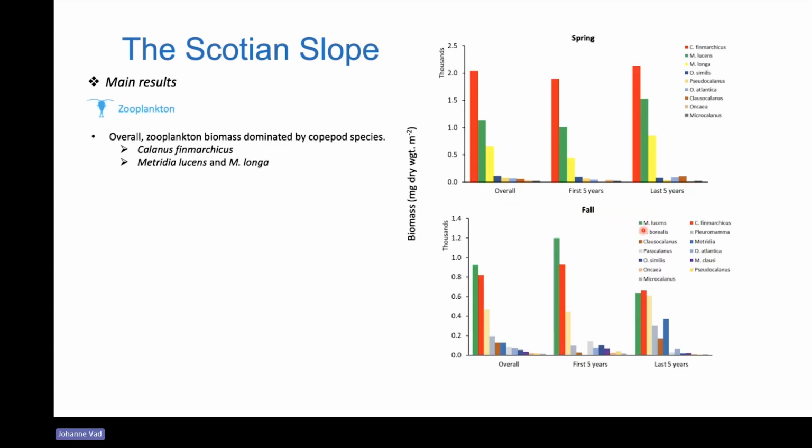What about the zooplankton? Well, the first thing to say is that the zooplankton biomass in the region is really much dominated by copepod species, so mainly Calanus finmarchicus, Metridia lucens, and Metridia longa. And this is the case for spring and fall, with obviously some differences between those two seasons, which we would expect. But the fact that these zooplankton are dominating the community, even at the beginning as well as at the end of our time series, doesn't mean that there's no changes in the rest of the community.